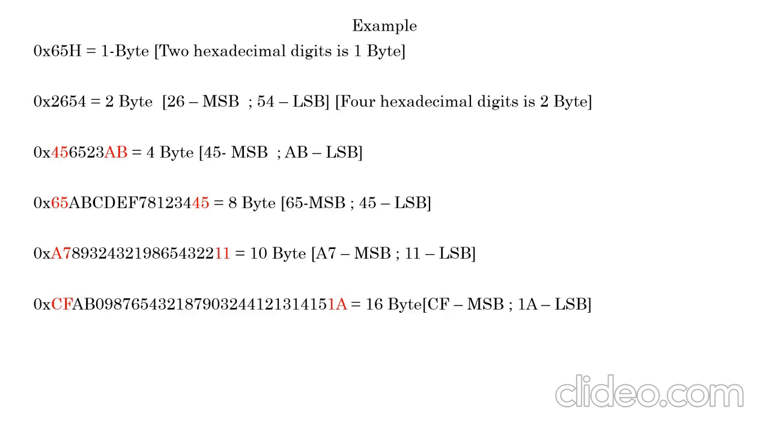A 10-byte data contains totally 10 8-bit values. An 8-byte data contains totally 8 8-bit values. A 4-byte data contains 4 8-bit values. A 2-byte data contains 2 8-bit values. Finally, 1-byte data contains only 1 8-bit value.